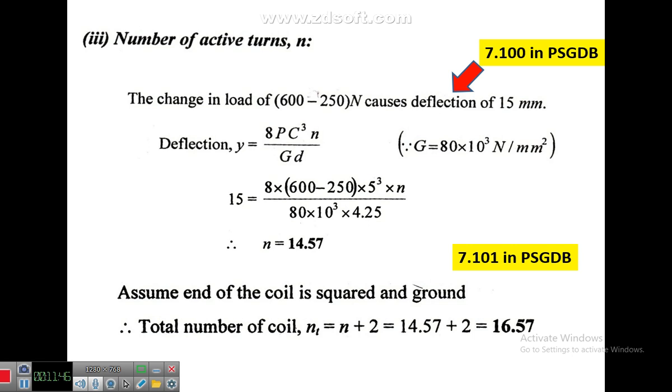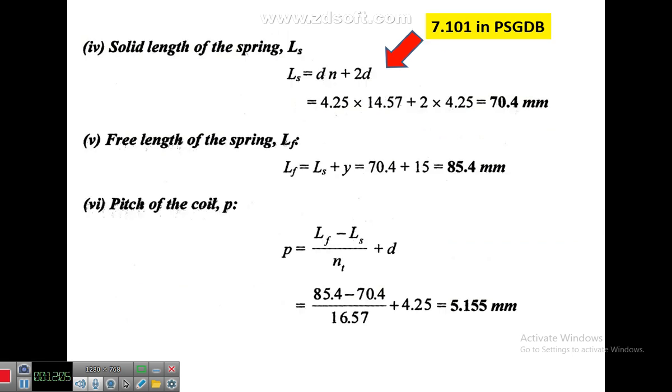And coming to the total number of coils, that formula is available on page number 7.101 in the PSG data book. Here I have considered squared and ground ends. So for that, the formula is NT equal to N plus 2. Substitute the unknowns and you get NT as 16.57. And coming to the remaining calculations, LS, in the same page you have the LS formula, d N T plus 2d. Substitute the unknowns and get the value as 70.4 mm. And coming to the next one, LF, that is LS plus y. Substitute the unknowns, it is going to be 85.4.